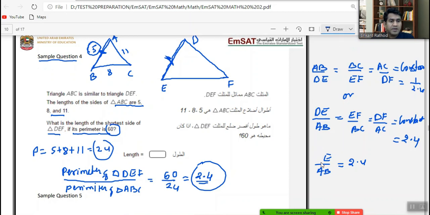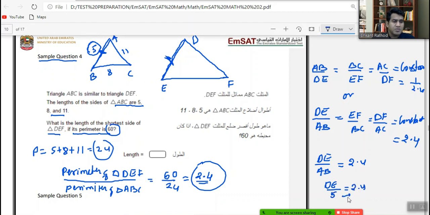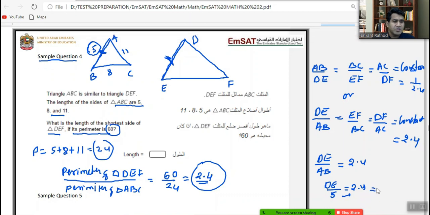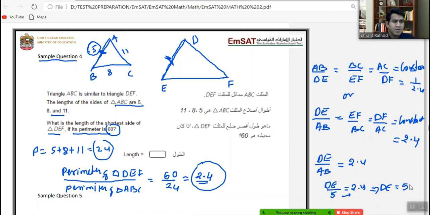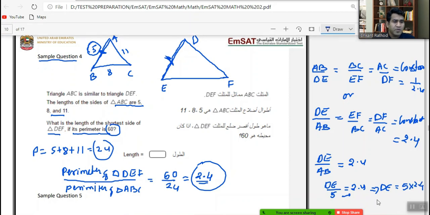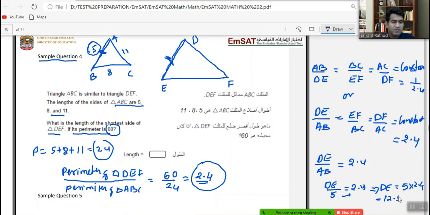So DE by AB is equal to 2.4. Now they are asking us for DE by 5 is equal to 2.4. So just cross multiply here. DE is equal to 5 times 2.4. So what are we going to get here? 5 times 2.4, we are going to get this value as 12.5.